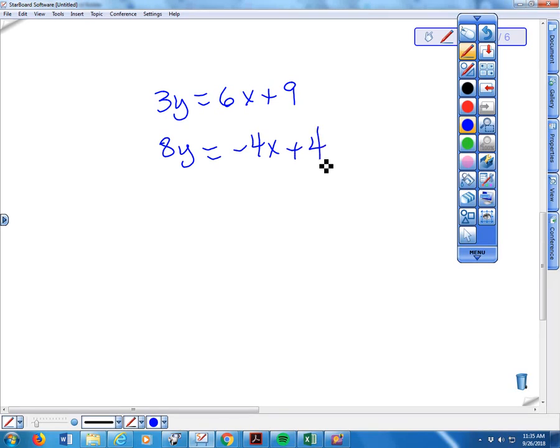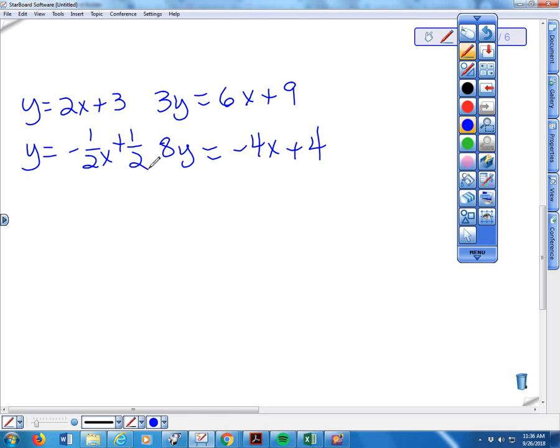Okay, I'm going to solve for y by just dividing everything by 3 and dividing everything by 8. And now I'm going to look at my choices. Well, the lines are parallel is one choice. Are these slopes the same? No, one's 2, one's negative 1/2. Are the lines perpendicular? Yes.